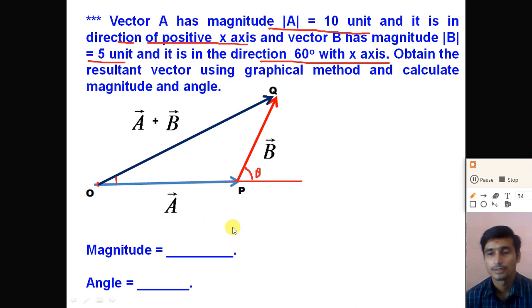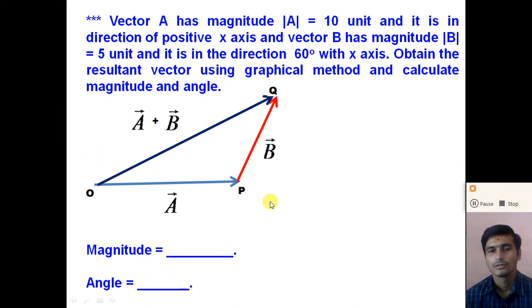So dear student, you must draw this with proper measurement and calculate the magnitude of the resultant vector. Write this magnitude here, measure this angle, and write the angle of the resultant vector here, right? Now you can understand how we can add two vectors by a graphical or triangular method. But the question arises in your mind: how can we add more than two vectors using a graphical method or the triangular method?